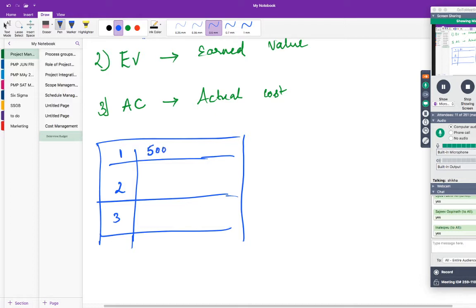Now you have also estimated cost for this 3-day project. For the first day, your estimation is $500 of work. You require $500 to accomplish the first day's work, and another $500, another $500, just for the ease of calculation. So what is the budget at complete? BAC is 1,500.